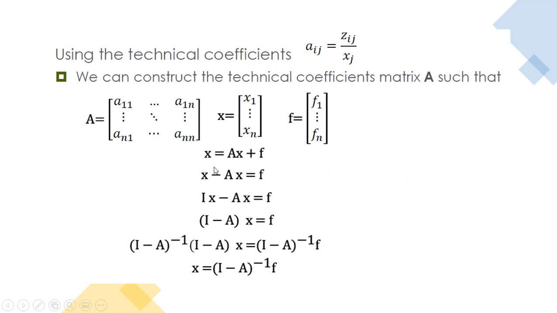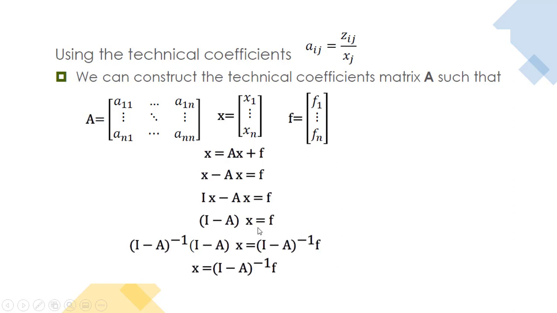So normally we write X equals AX plus F. A is the technical coefficient matrix, X is the output, and F is the final demand. When we add these, we get the total output. So X minus AX on this side: X minus AX equals F. Then, because of the identity, I minus A, taking X common, X equals F.